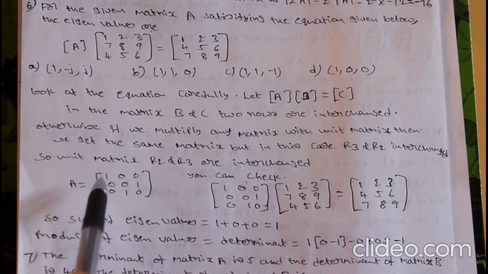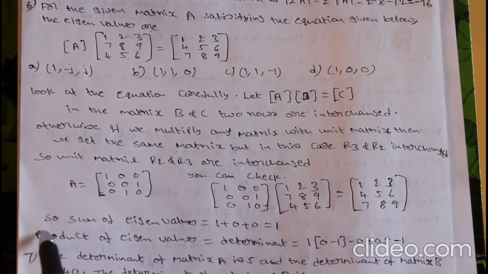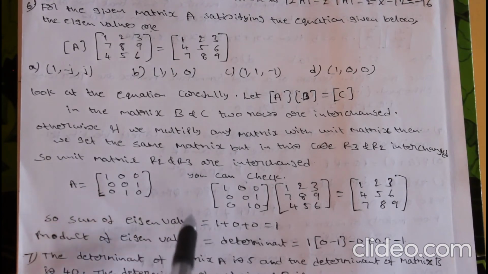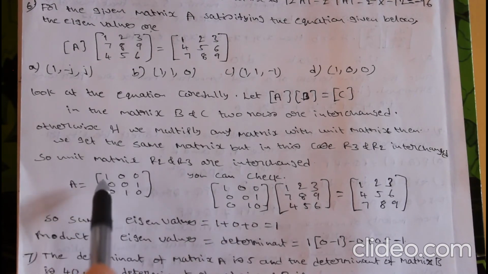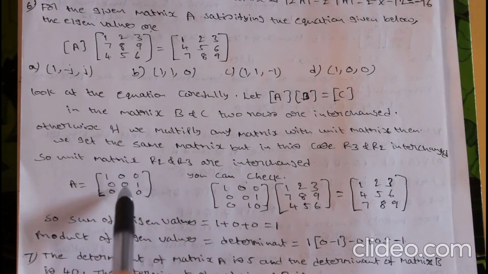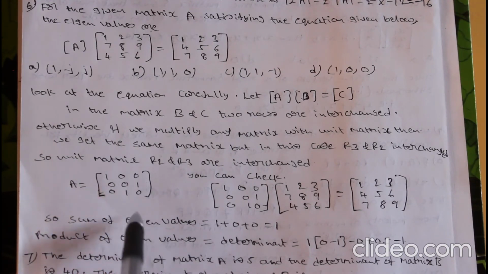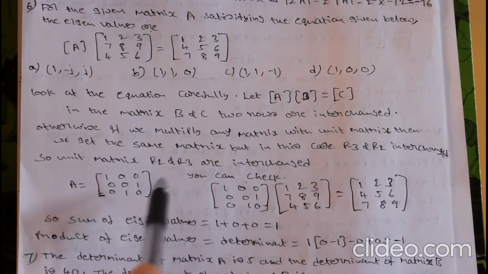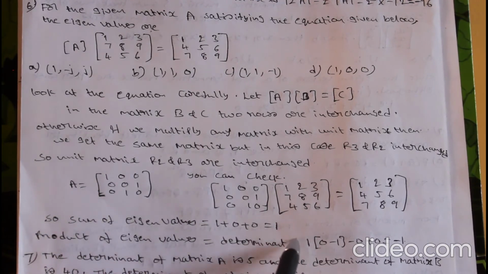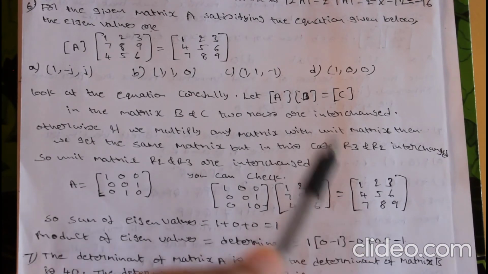So for this matrix, the sum of the eigenvalues is equal to 1 plus 0 plus 0, so 1 plus 0 plus 0 is equal to 1. The product of the eigenvalues is equal to 1 into (0 minus 0) minus 0 into something 0 plus 0 into something 0, so 1 into (0 minus 1), that is minus 1. So the product of eigenvalues must be minus 1.